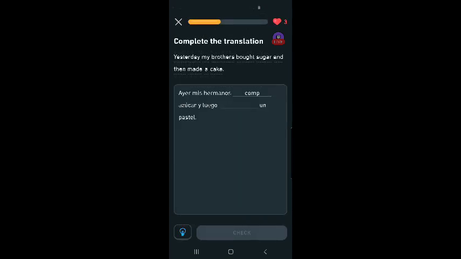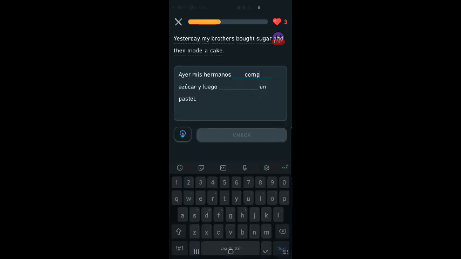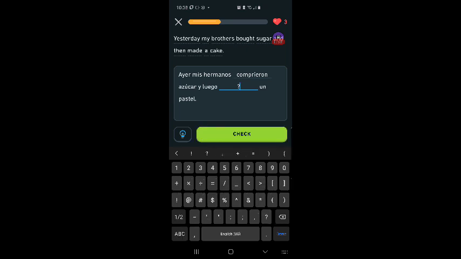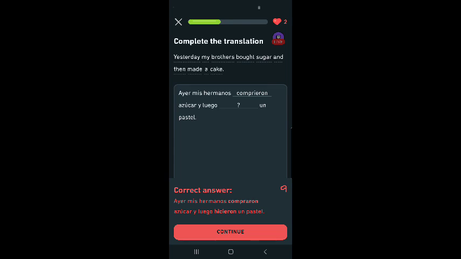Yo compré. Ayer, mis hermanos compraron azúcar y luego I don't know what they're trying to say here. Ayer mis hermanos compraron azúcar. Yesterday my brothers bought sugar and luego, I don't know what luego means. Hicieron un pastel. Oh, they made a cake. Got it. Yesterday, my brothers bought sugar and made something. Un pastel.